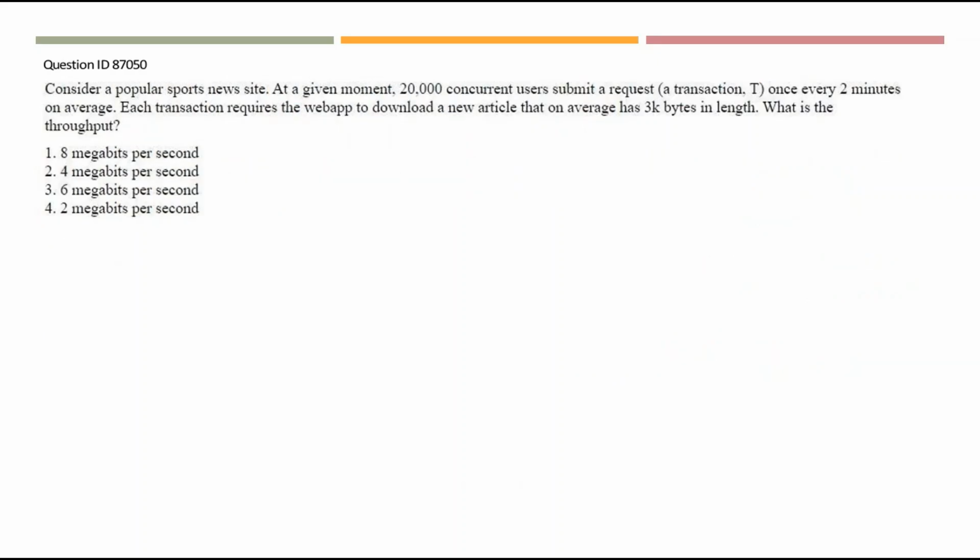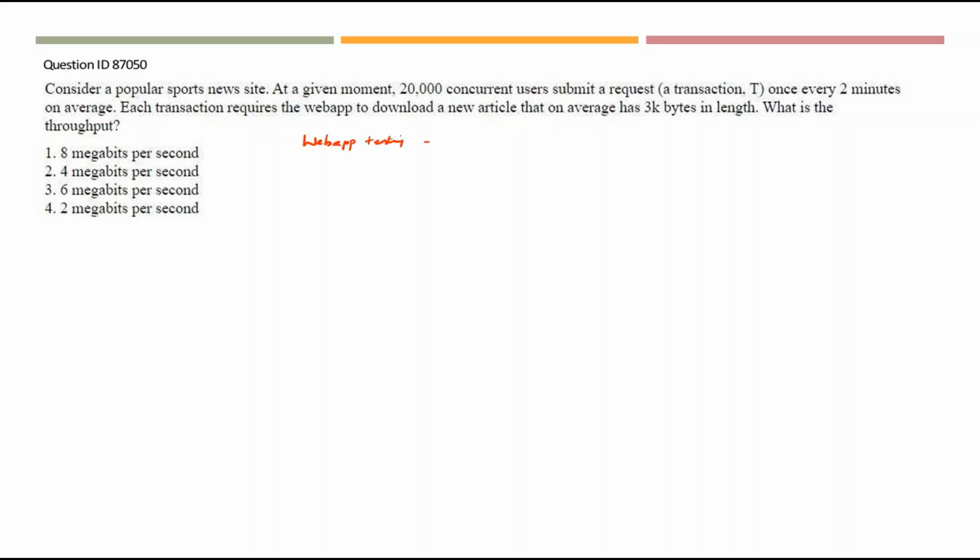Next question. Consider a popular sports news site. At a given moment, 20,000 concurrent users submit a request, a transaction T, once every 2 minutes on average. Each transaction requires the web app to download a new article that on average has 3K bytes in length. What is the throughput? This comes under web app testing.